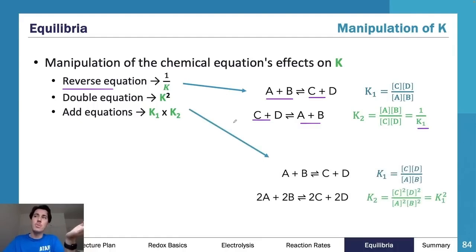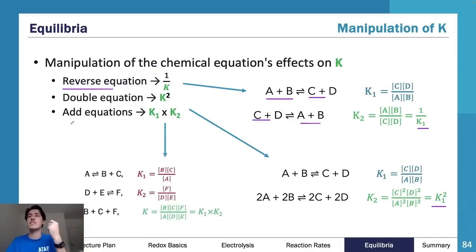Same thing here. If I want to double my equation, if I double my coefficients, I'm essentially just going to put my K value to the power of two. So these are different equations now. That's why I said temperature is the only thing that can manipulate a K value of the same equation. These are all different equations, so their K values are different only if we manipulate the full equation. As you can see here, if we add equations, we get a different K value again. So we go K1 times K2. I've added these equations together, and when I add them together, I multiply K values.